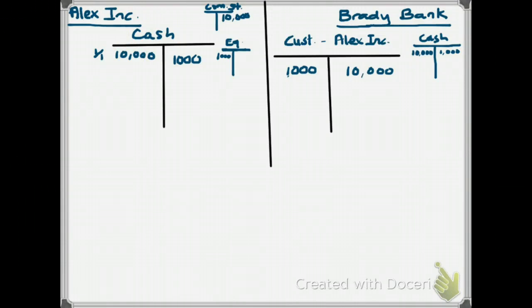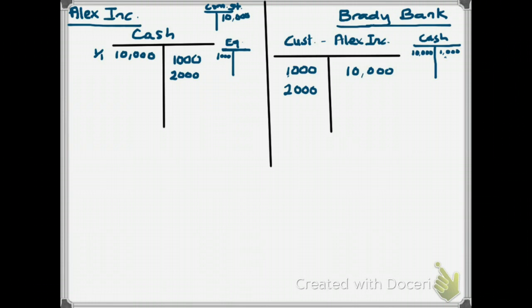The next transaction, let's say that it occurred on the 10th of January. Alex Inc. paid $2,000 cash for rent. So Alex Inc. would have debited $2,000 to rent expense and credited cash $2,000. The landlord would have gone and deposited the money in his account. So when that check hit Brady Bank, Brady would have debited our account, which is the Alex Inc. account for $2,000, and they would have credited their cash account.